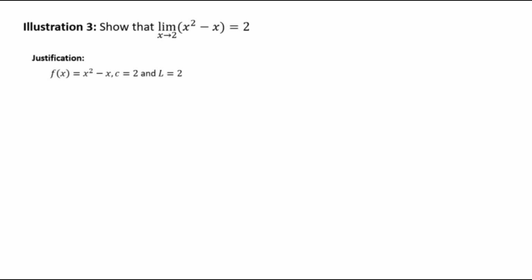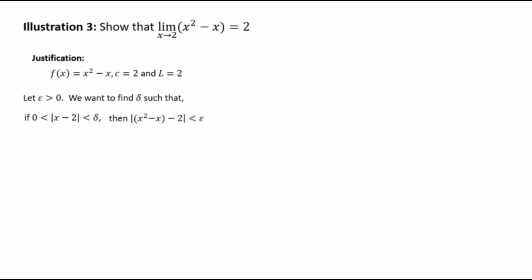Then we proceed with the usual routine. Let epsilon be greater than 0. We want to find delta such that if the distance from x to c is in between 0 and delta, then the distance between f of x and L is less than epsilon. This is what we want to accomplish.